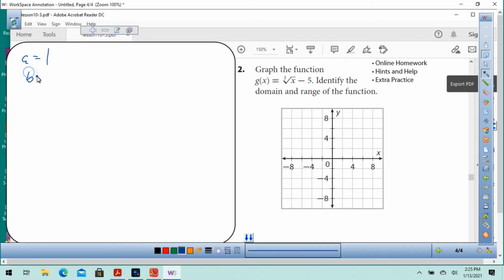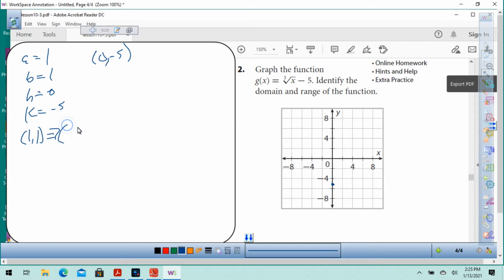A is 1, B is 1, again H is 0, and K is -5. So our first point is going to be 0, -5. 0, -5 is going to be right there. We got the point 1, 1, and that's going to be 1 times 1 plus 0, and 1 times 1 minus 5. So I got 1 plus 0 is 1, and 1 minus 5 is -4. So 1, -4 is going to be right there.